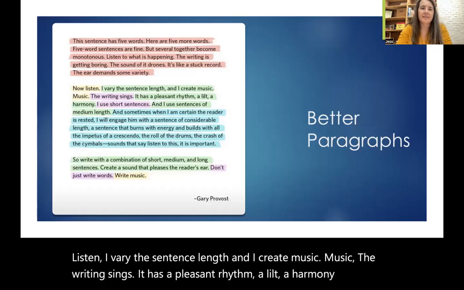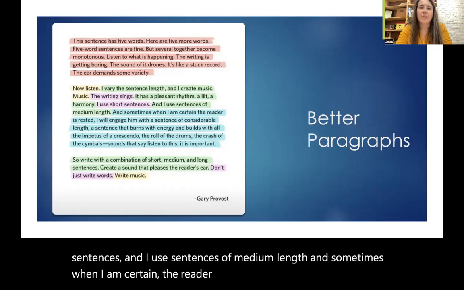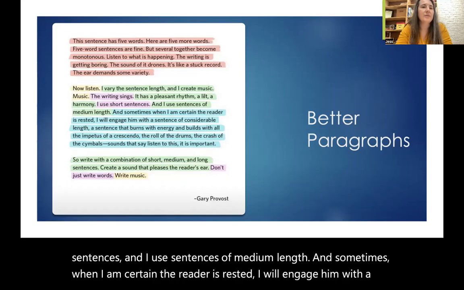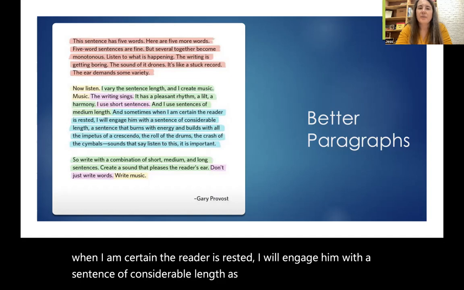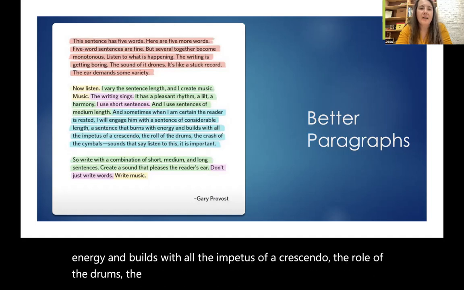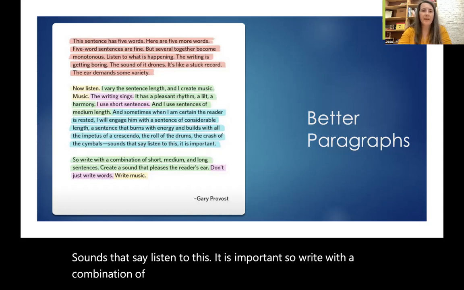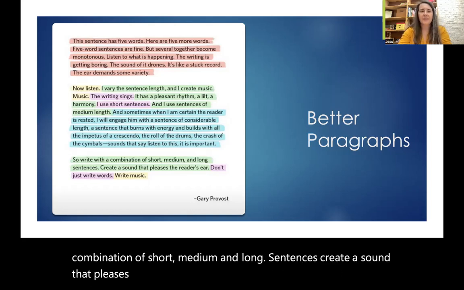I use short sentences, and I use sentences of medium length. And sometimes, when I am certain the reader is rested, I will engage him with a sentence of considerable length, a sentence that burns with energy and builds with all the impetus of a crescendo, the roll of the drums, the crash of the cymbals, sounds that say, listen to this, it is important. So write with a combination of short, medium, and long sentences. Create a sound that pleases the reader's ear. Don't just write words, write music.